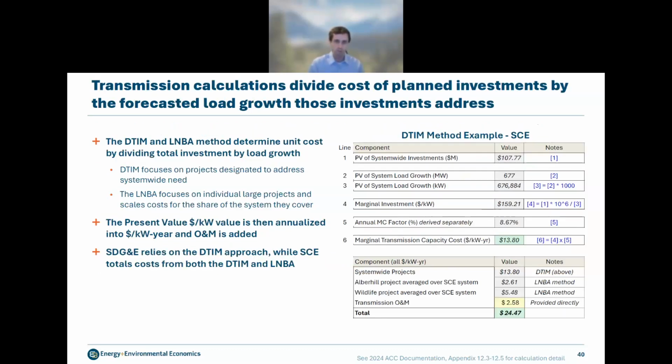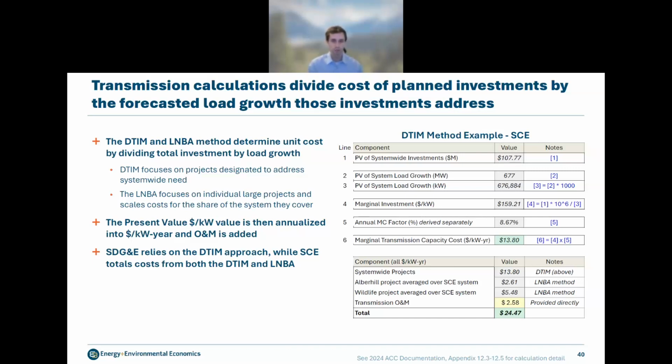Move to the next slide, please. Thanks. So while the particulars differ, the broad goal and approach of both the DTIM and the LNBA method is to take the total cost of planned investments in the transmission system to address capacity needs and divide it by the forecasted load growth that those projects are expected to address. And then you end up with a unit cost value.